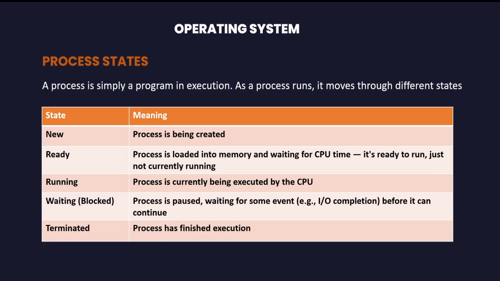Third is running. That means the process is currently being executed by the CPU. Fourth, waiting or blocked, meaning the process is paused, waiting for some event to complete before it can continue. Fifth, terminated, meaning the process has finished execution.